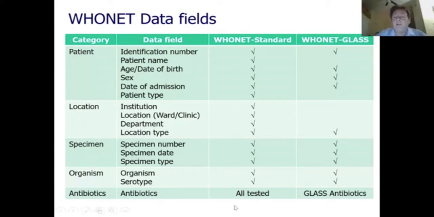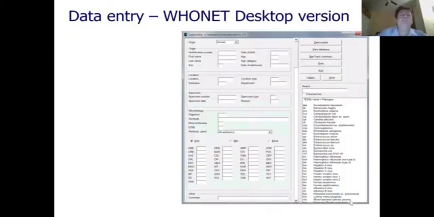WHONET generally asks all of the antibiotics you test, all DISC, MIC, E-test, whereas GLASS is asking very specific things. For Staph aureus, they want to know the oxacillin or the cefoxitin. So there are some differences between a normal, complete configuration versus a more minimalistic approach.